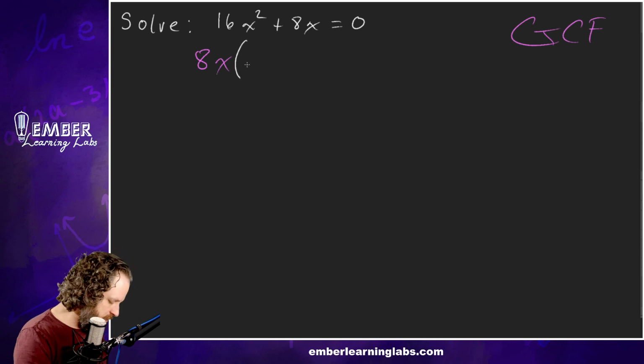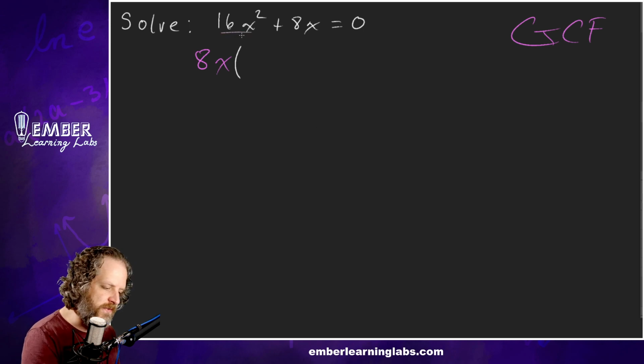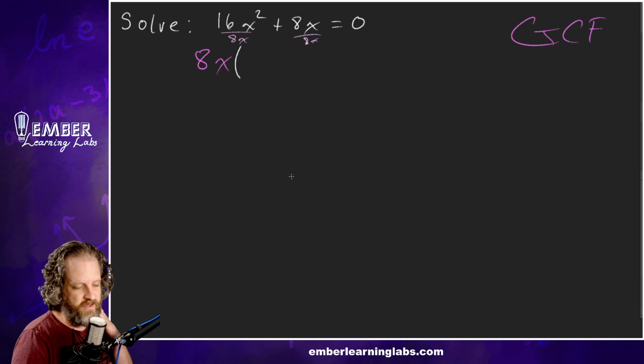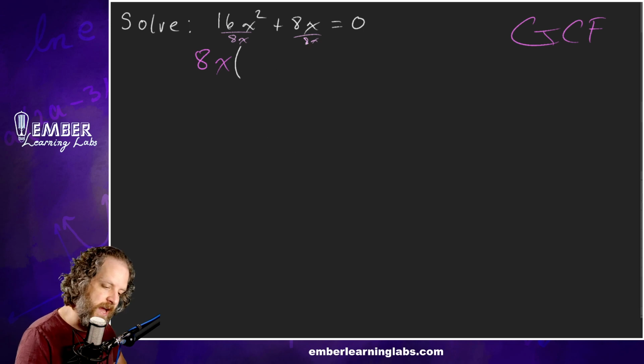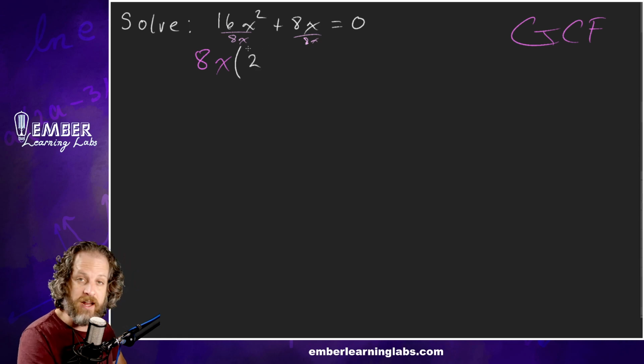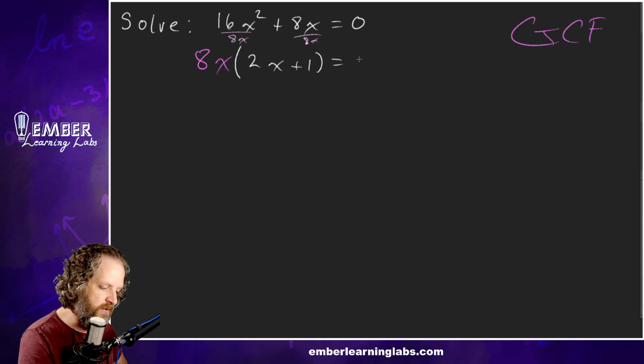To remind you what's going on here, I won't write this on every one, but what we're doing is dividing each one of these by the common factor, dividing by 8x, and that's how we get what's inside the parentheses. So 16 divided by 8 is, of course, 2. x squared divided by x is x. And 8x divided by 8x is 1. So this is plus 1 equals 0.